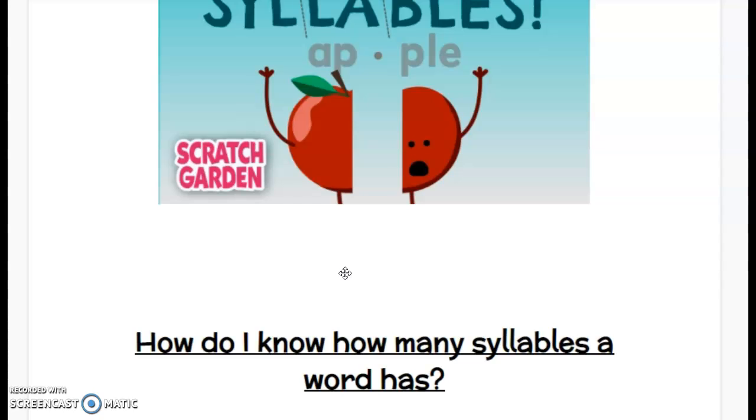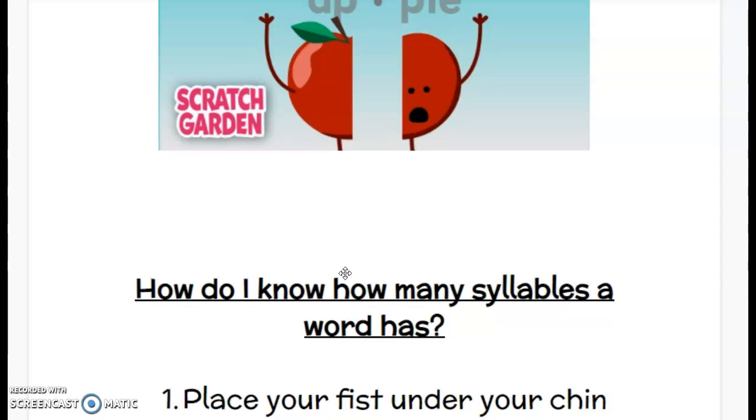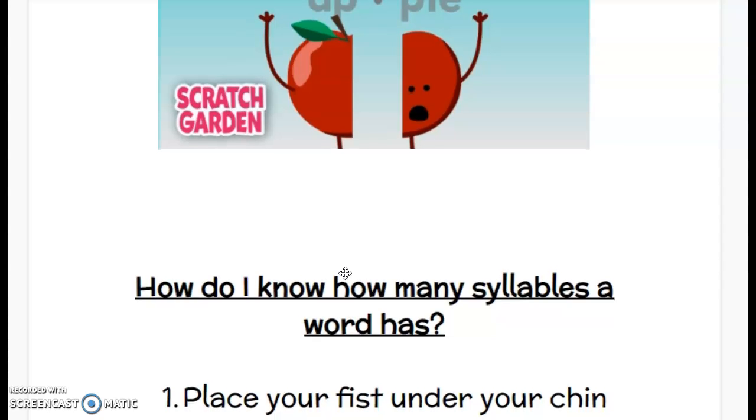Now in the past we've learned a lot about clapping out or pounding out syllables, and that's a great way to do it, but today I'm going to show you two different ways that I have learned recently that are really good for figuring out how many syllables are in a word. The first way is to place your fist under your chin.